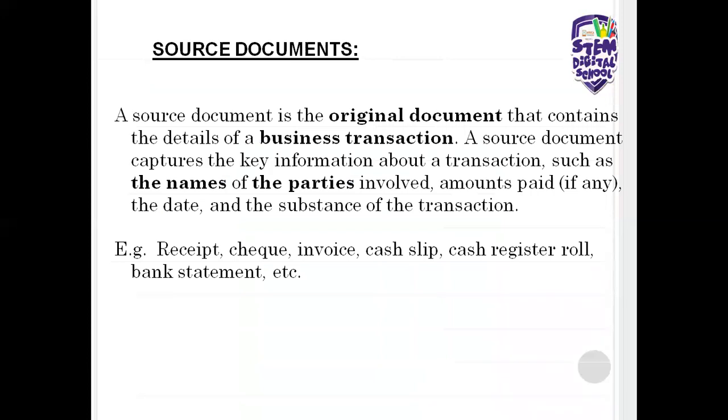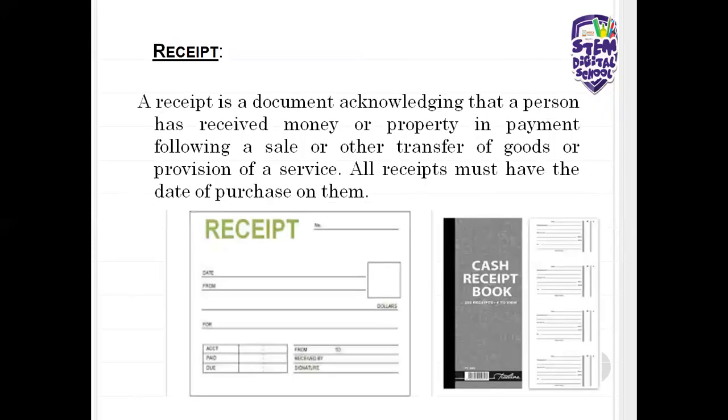Okay, so first of all, important is to know what is the definition of a source document, and that is a document where the business transaction is going to be written in, things like the names of the people, the amounts, the date, what the transaction is all about, that must be entered onto the source document. And examples of source documents are receipt, check, invoice, cash slip, cash register, bank statement, etc.